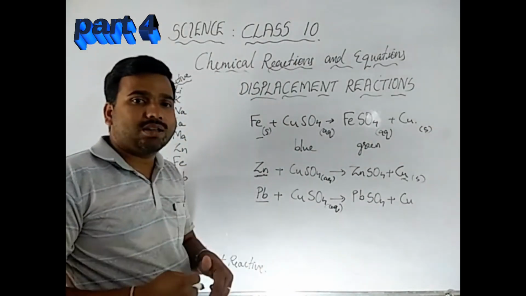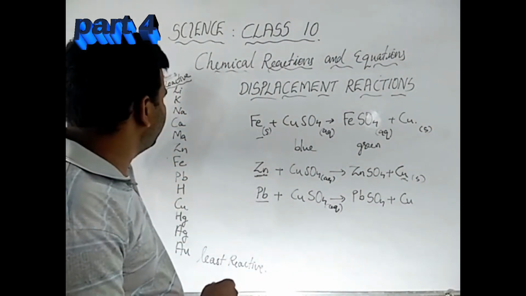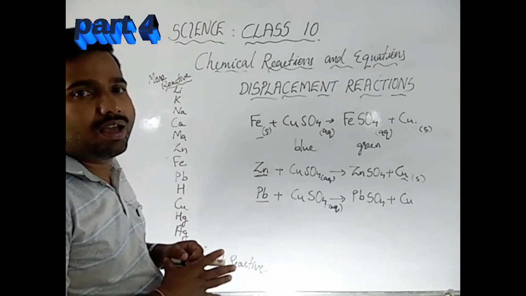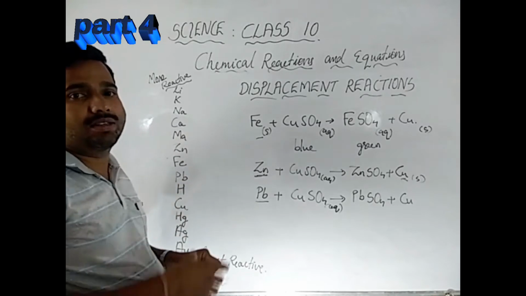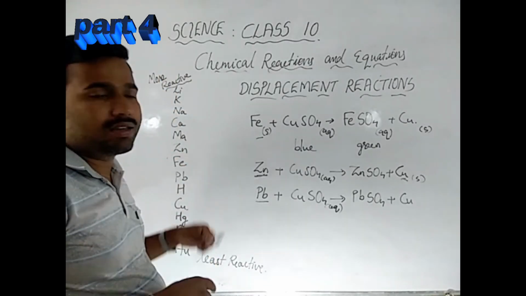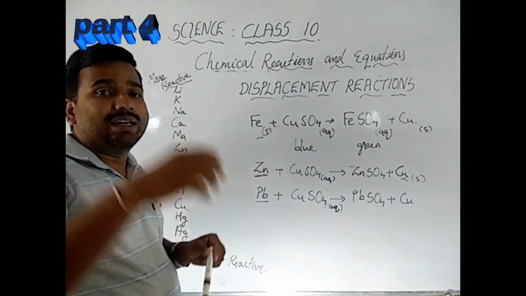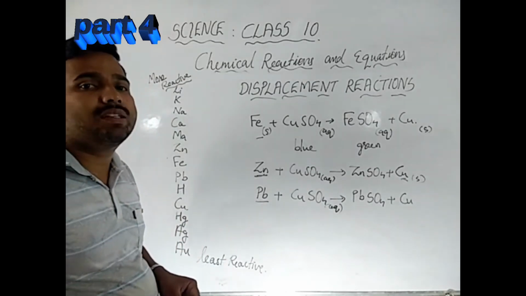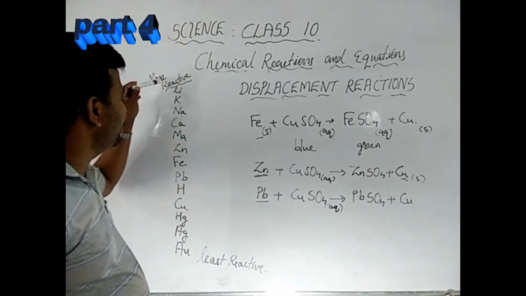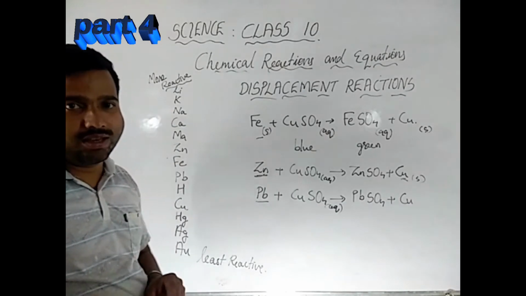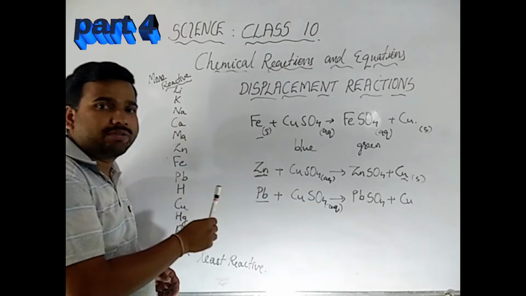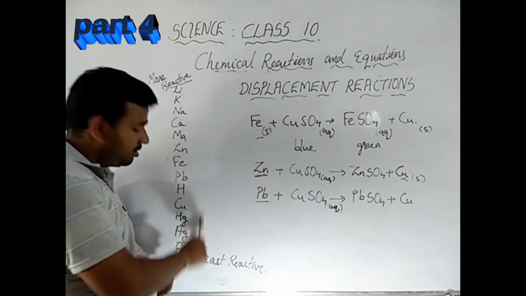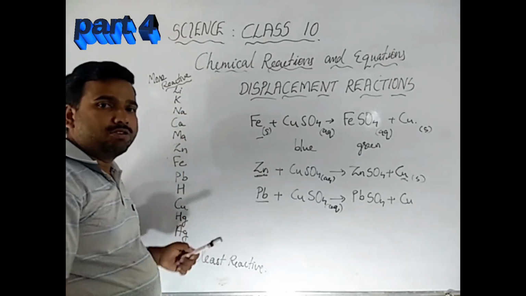All this is happening as a result of a series, the metal reactivity series. In this series, all the metals are arranged in decreasing order of their reactivity. Such a series is known as the reactivity series. We will discuss more about it in the third chapter. For your information, note down this particular order. It is very useful.